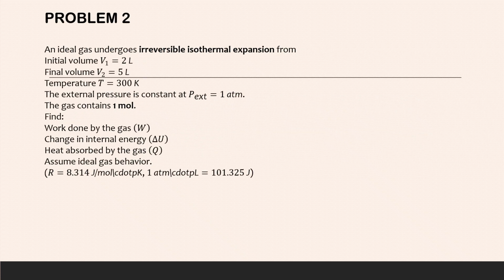Let us consider this simple problem to understand irreversible process. An ideal gas undergoes irreversible isothermal expansion from initial volume V1 equals 2 liters, final volume V2 equals 5 liters, temperature T equals 300 Kelvin. The external pressure is constant at P equals 1 atm. The gas contains 1 mole. We have to find the work done by the gas, change in internal energy, and heat absorbed by the gas, and they have also given us that we have to assume ideal gas behavior.